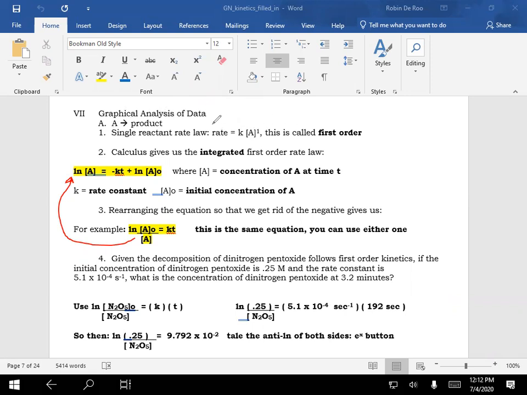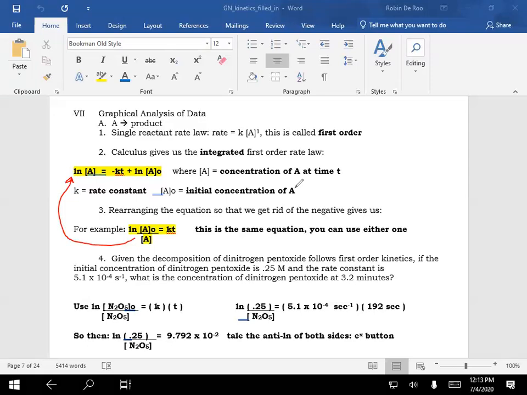Now we can take this rate law and do calculus, and we get what's called the integrated first order rate law, which is natural log of A equals minus kt plus natural log of A sub 0. The A is our concentration of A at time t. The lowercase k is our rate constant. The A sub 0 is our initial concentration of A.